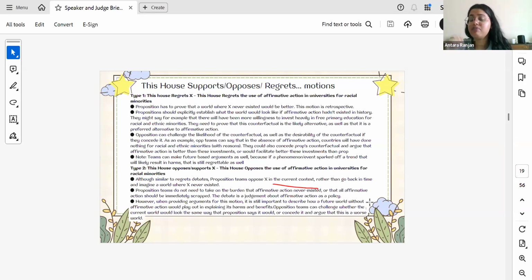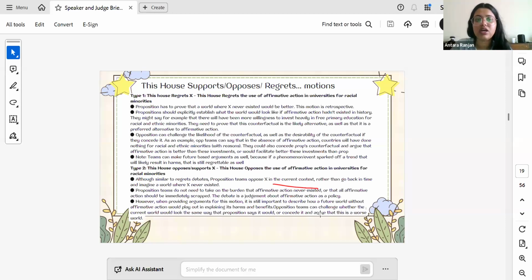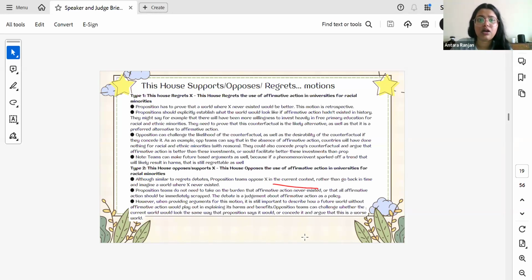So you can make past arguments compulsorily in a this house regrets motion, but future arguments you can make optionally, right? So these are this house regrets motions. You necessarily require a counterfactual. You necessarily have to discuss what the world would look like instead, right? Obviously, you are creating a new world that exists in a this house regrets.